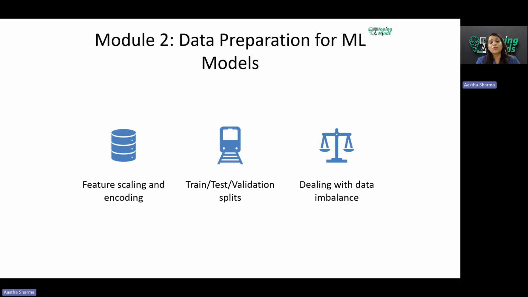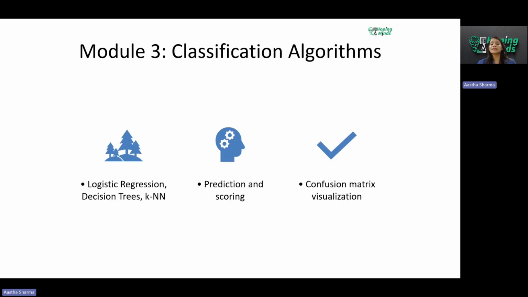Now, let's quickly move to module number 3. Module number 3 was all about how you are going to run classification algorithms. When we talk about classification, we deal with problems predicting categories like yes and no, or diabetic or non-diabetic, and we use algorithms like logistic regression, decision trees, and k nearest neighbor, which is KNN.